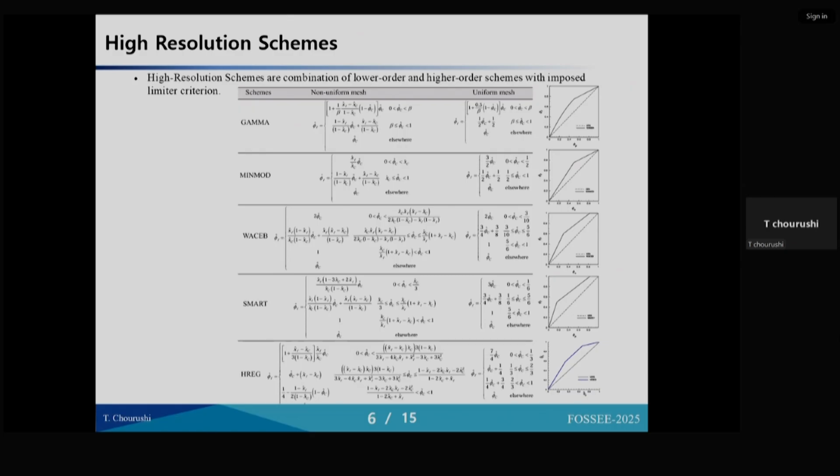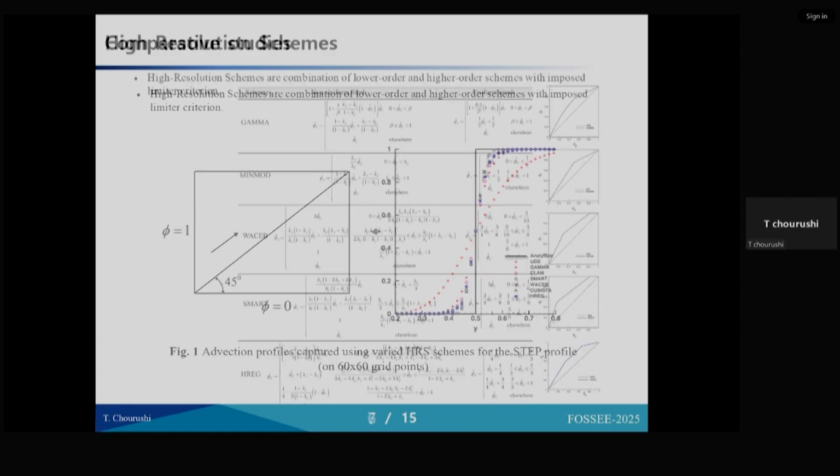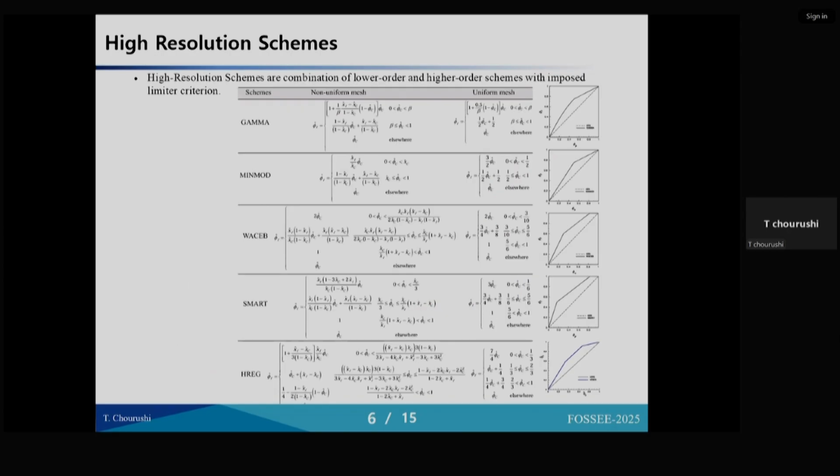These are snapshots of different schemes which are available in the literature. I'll give you the reference of one paper so you can read it later on. Now we also try to compare these schemes. In my work, I compared these schemes and checked the accuracy and oscillation.